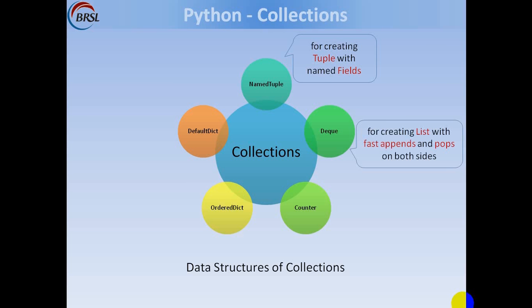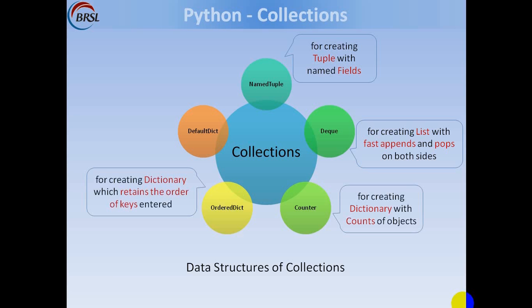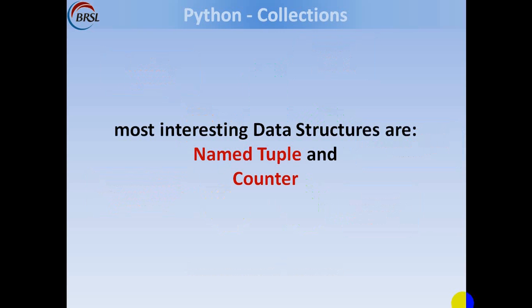Deque is for creating high performance lists so that we can add or remove the elements on either side of the queue very quickly. Counter is for creating dictionary type of object which maintains counts of elements. OrderedDict is for creating dictionary objects which retain the order of the keys that are entered. DefaultDict is for creating dictionary with the default values. Out of all these 5 data structures, the interesting data structures are namedtuple and Counter. Let us see practically how we can implement them in Python.